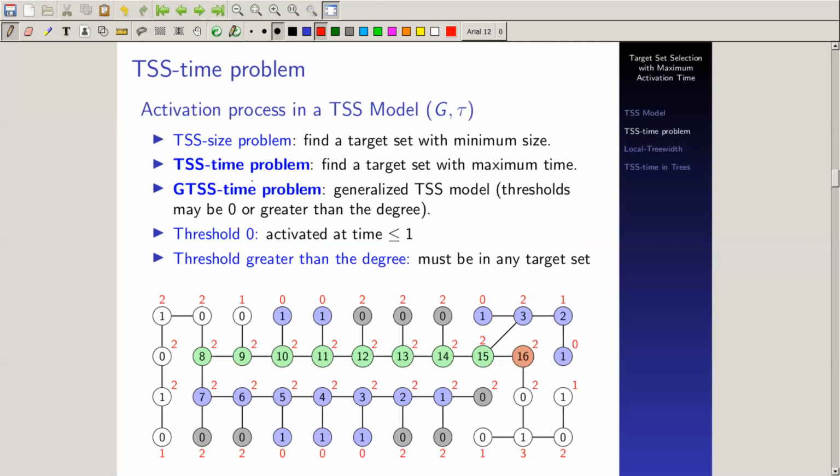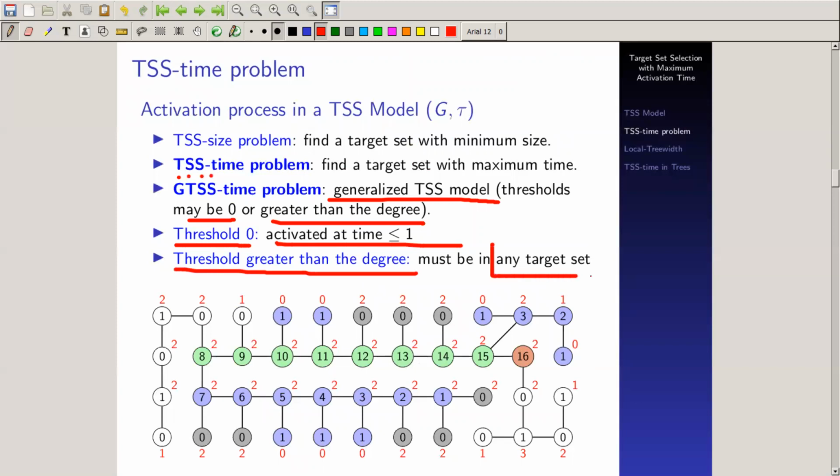Okay, we can also generalize this problem, the GTSS time problem, generalized TSS problem, which comes from the generalized TSS model. The thresholds may be 0 or greater than the degree. Vertices with threshold 0 are activated at time at most 1, and vertices with threshold greater than the degree must be in any target set, since they cannot be activated by their neighbors.